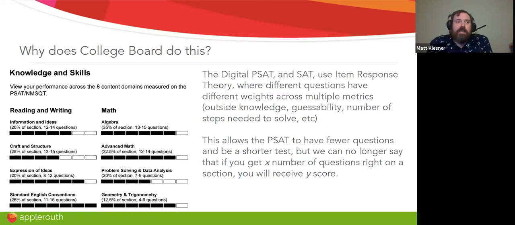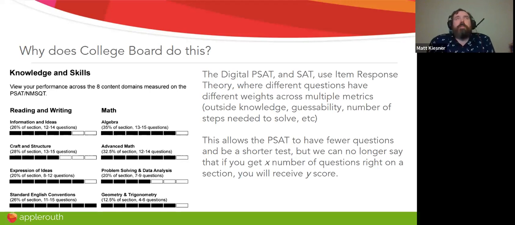It's not doing that. Each question has value across multiple metrics, and this can involve outside knowledge, which could be vocabulary in reading and writing, or math concepts where you have to know certain things. How guessable a question is is one thing they look at. The number of steps you need, they try to quantify what's going on behind the scenes. And so these questions have these different weights, and they're using that to calculate the score.